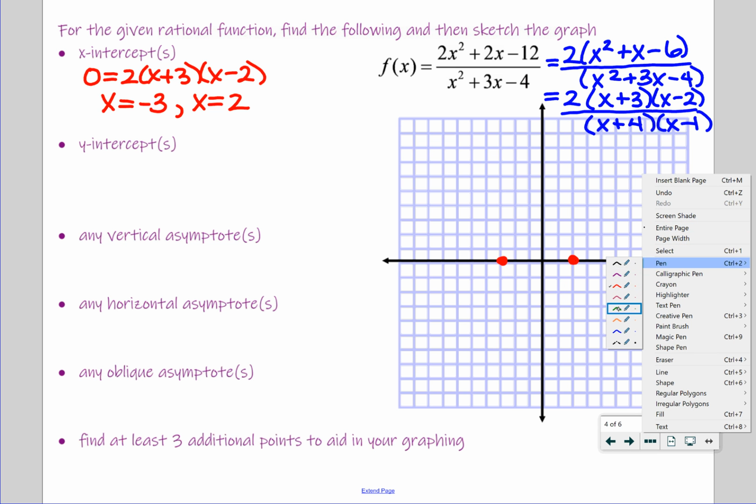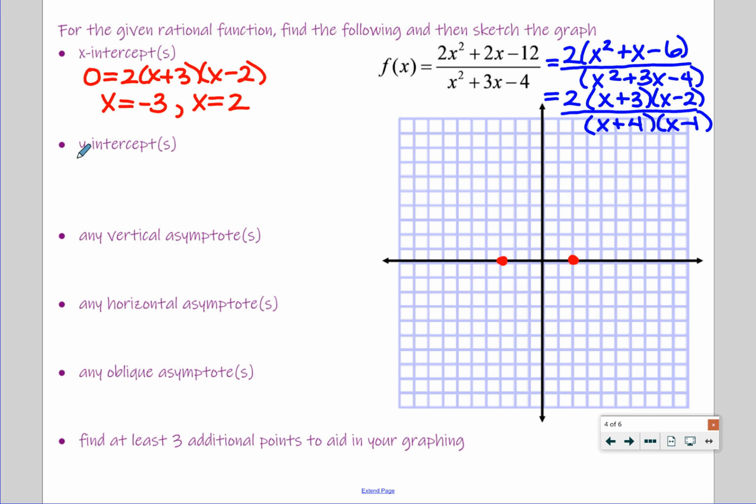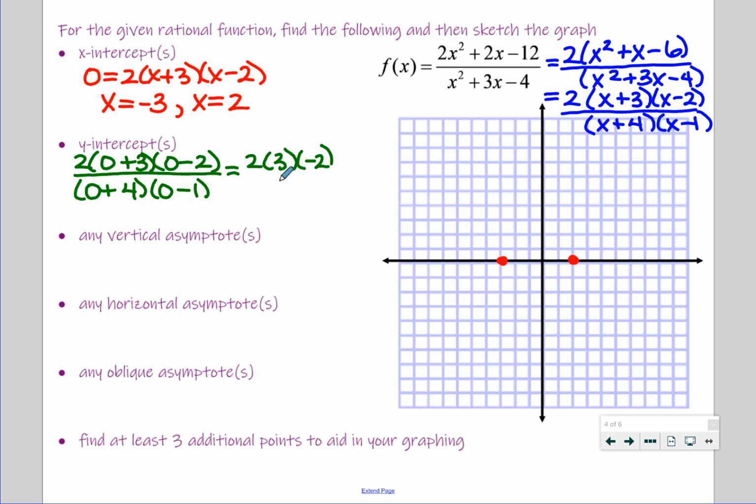Y-intercepts are when x is 0. So I'm going to go ahead and plug that in. 2 times 0 plus 3, 0 minus 2. In my denominator, 0 plus 4, 0 minus 1. And on top I have 2 times 3 times -2, then on the bottom I have 4 times -1. So let's see, that gives me a -12 over a -4, so a y-intercept of 3.